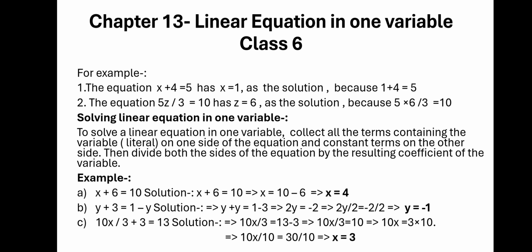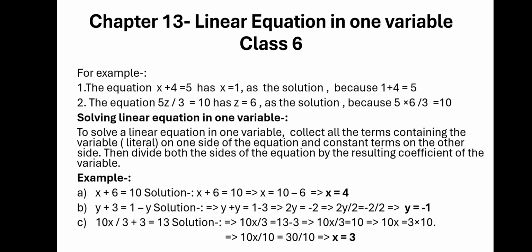So y plus y equal to 1 minus 3. Same way, plus 3 will become negative 3. So 2y, y plus y is 2y, equal to negative 2. And when you divide 2y by 2 and negative 2 by 2, you will get y equal to negative 1.